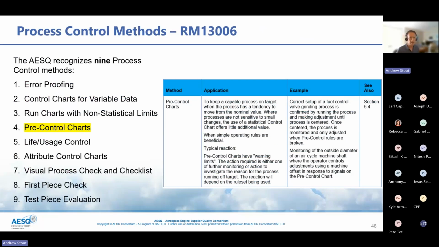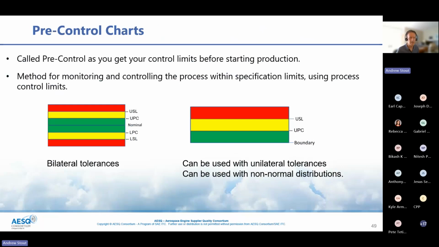Okay, on to the next process control method. The next one is pre-control charts. Again, there's a section in the reference manual for application and examples. Pete already talked about it a little bit in the earlier charts, but pre-control can be used right away when you start production. You don't need to wait for determining formal control limits, because you're using the tolerance rather than the actual process data to determine your limits. So they're good for monitoring and controlling a process within the spec limits.